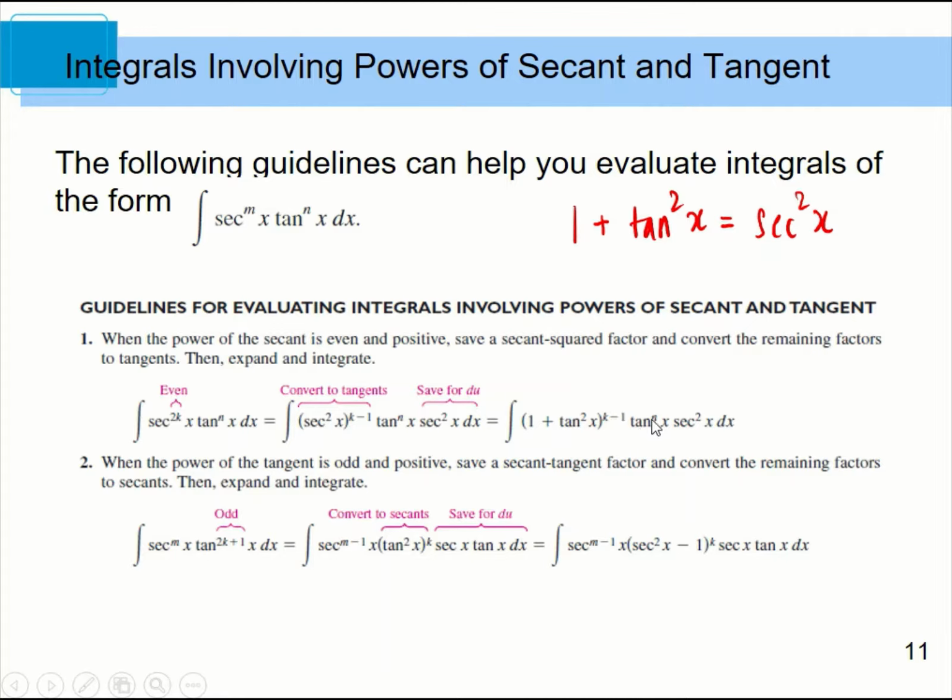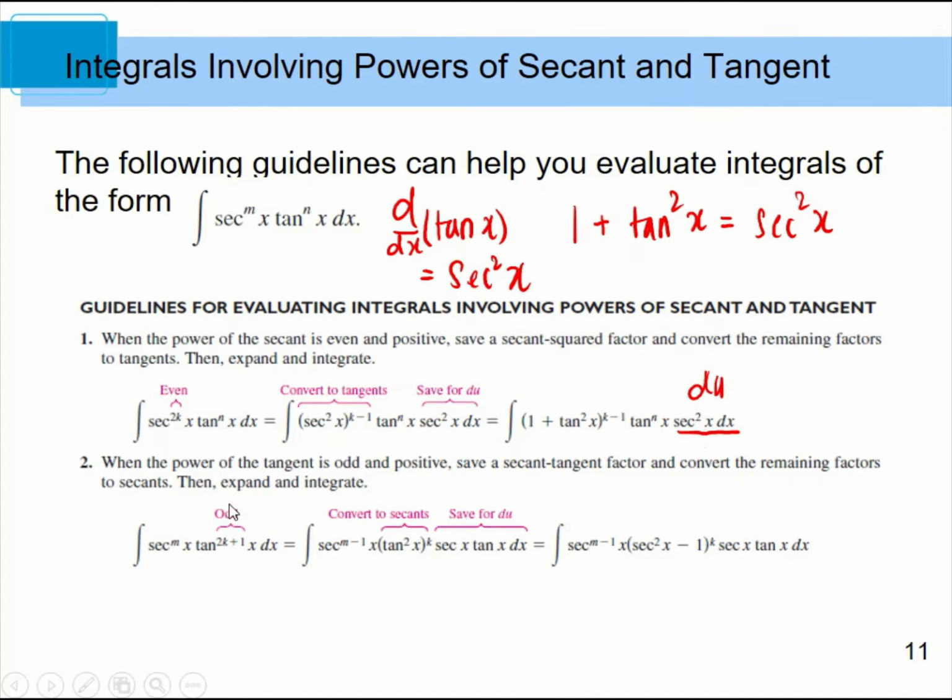So we have tangent to the power of n x and the secant square x dx. Now again, this secant square x dx, we are going to save for du. Why? Because when we differentiate tangent, we do a revision here: differentiate tangent, what do we get? We get secant square x. So when we integrate secant square x, we get back the tangent. So this one is saved for the du, so that when we change the tangent to u and integrate, this will be the du.